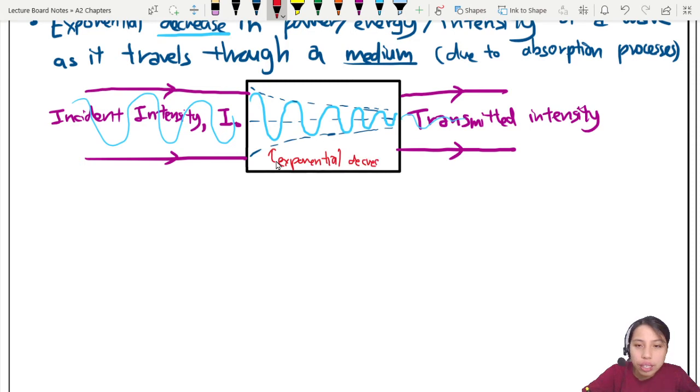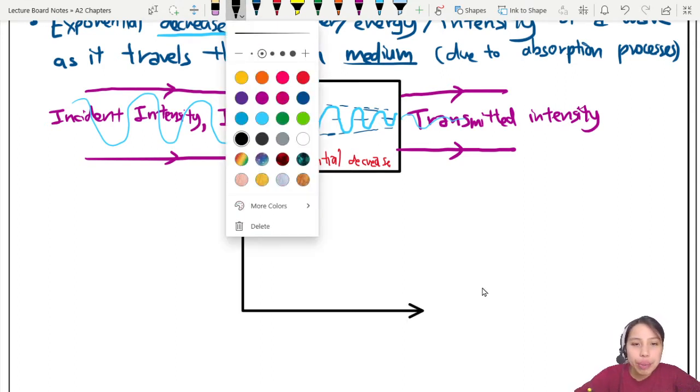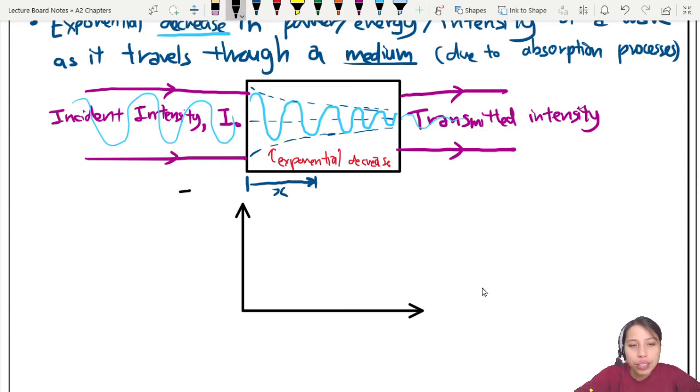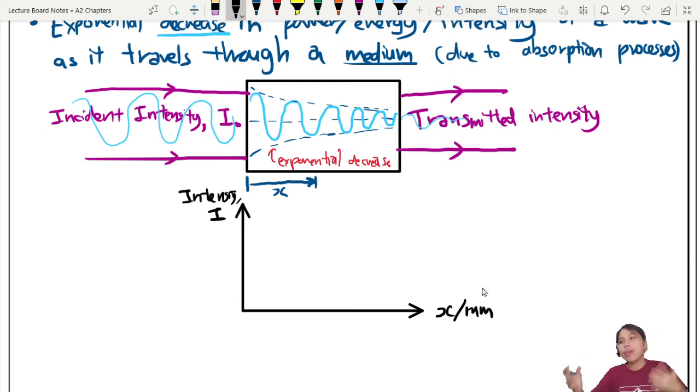Exponential decrease. So if we want to plot a graph of intensity against the distance you have traveled in the block, maybe you start from here, you travel a certain distance until here, and we call this x. How would the graph look? So here's our graph. We're going to label the axes. On the vertical axis, we're going to call this intensity, we use I, against distance x. Maybe a certain meter or millimeter, whatever it is. I'll call it millimeter, since it's the body. Centimeter or millimeter also can.